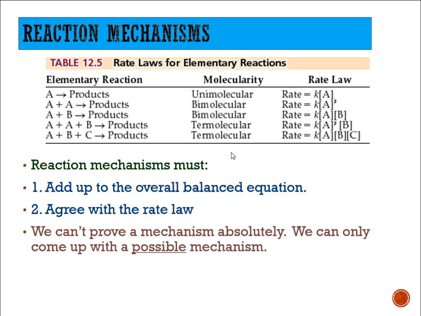So this kind of goes back to what we were talking about a minute ago as far as unimolecular, bimolecular, termolecular, where you can see, given the various rate laws expressed here, how that impacts what your reaction would look like on the elementary reaction over on the left. So when we write our overall reaction mechanism, it must add up to the overall balanced equation and agree with the rate law. The trick is we can't prove a mechanism absolutely. We can only come up with possible mechanisms. So this is pretty much theoretical in nature, but if it works out mathematically and agrees with the overall reaction, then everything should be in order.